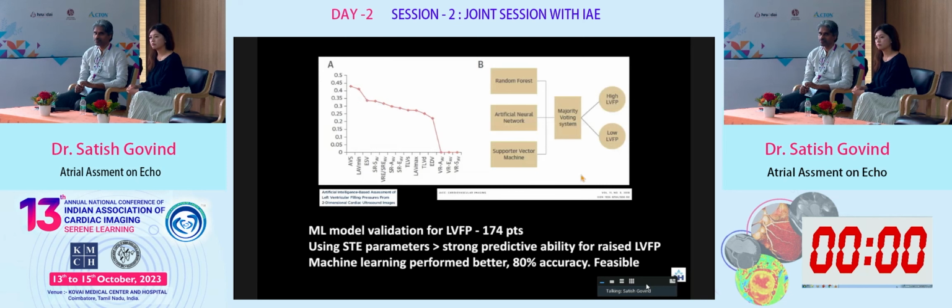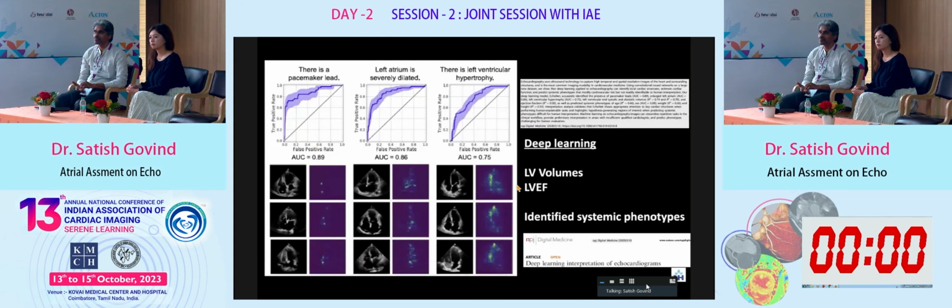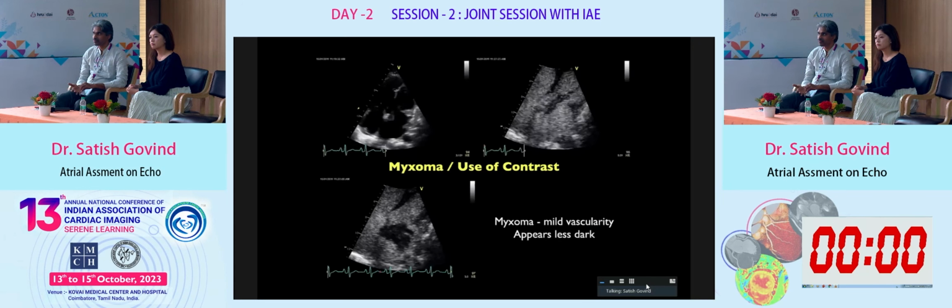And of course, not to be left behind, AI is going to be there. It's still early days. Probably in a couple of years, we are going to hear more about it, both in terms of automated measurements and providing some sort of prediction, and also trying to identify what phenotypes it can provide. This is with deep learning.